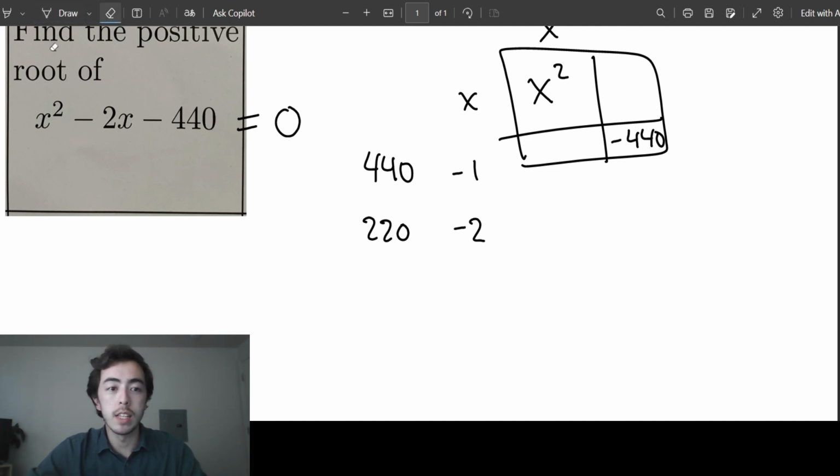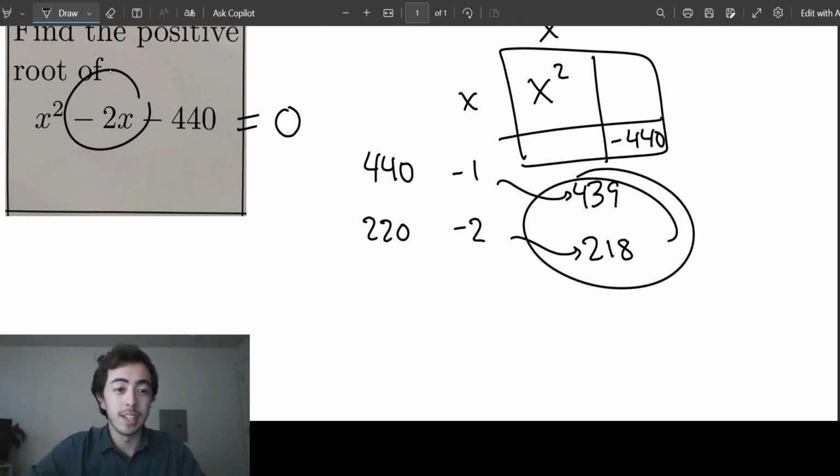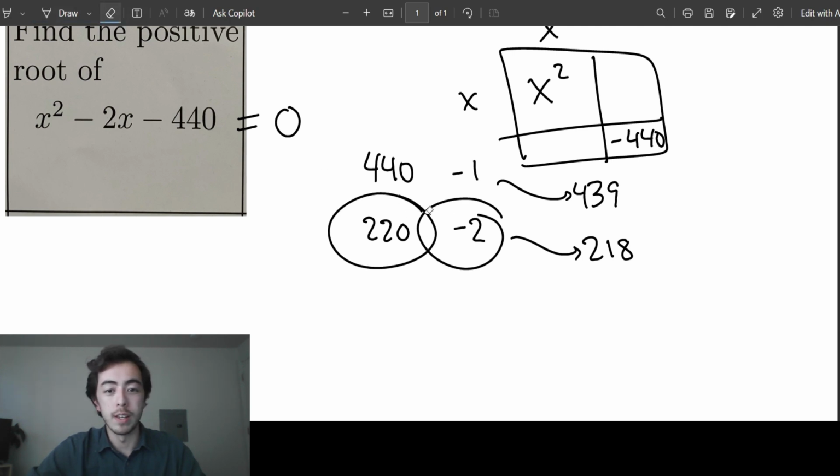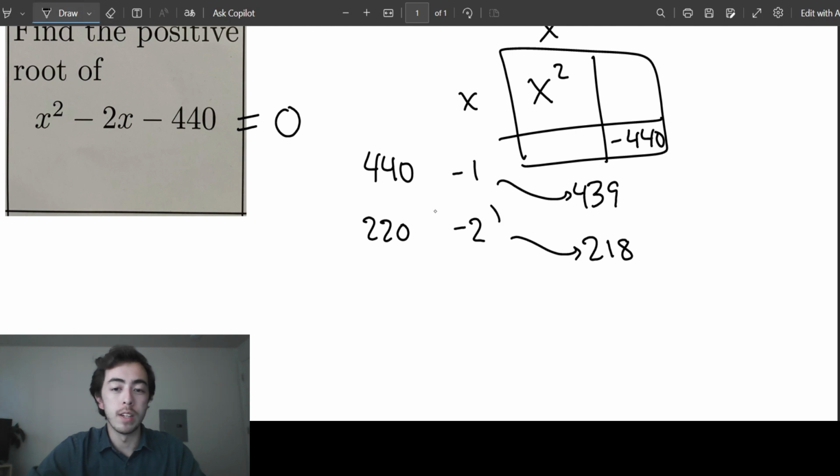But then if I try adding these together, this one I'm going to get 439. For this one, I'm going to get 218. And again, my target for this number right here is this negative 2. And so I know that not only am I nowhere near the number 2, but I actually need my negative number to be bigger than my positive number. Or rather, I need the negative number to have a greater absolute value than the positive number.